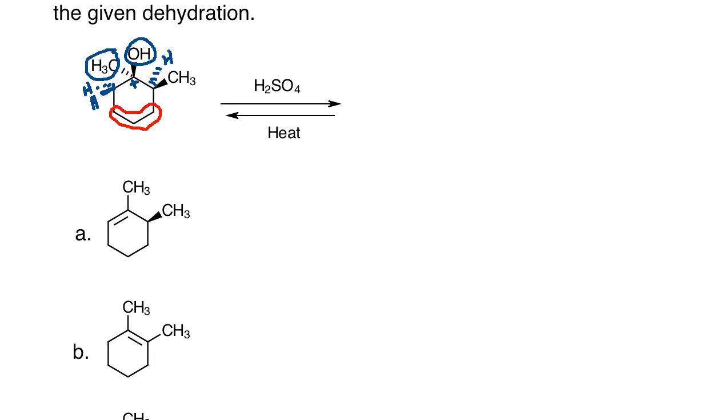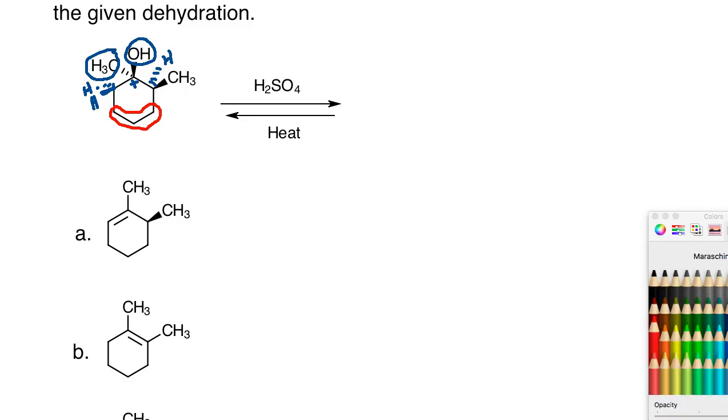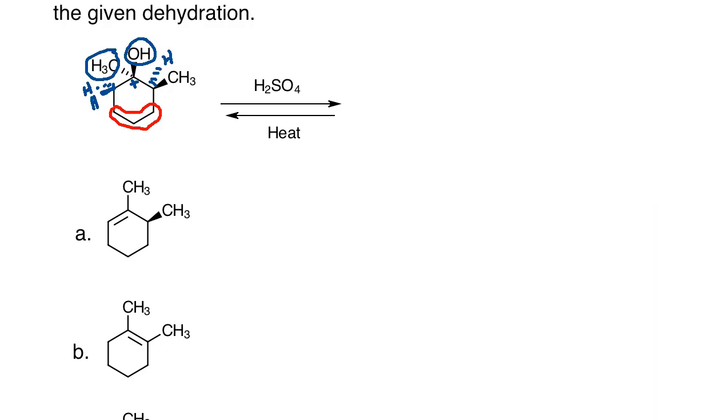Would A be a plausible option? Yes, A would make sense. I'm going to switch colors here again to purple. Okay, so if we take a look at A, it would make sense because that's utilizing one of the protons that we have right here, right?